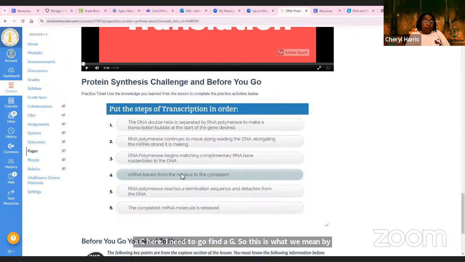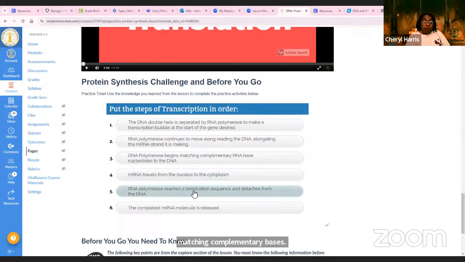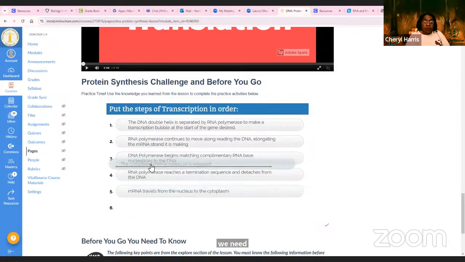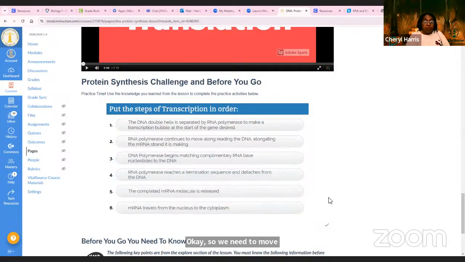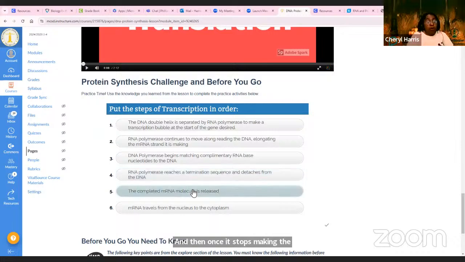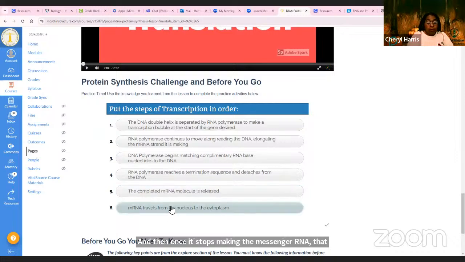It travels from the nucleus to the cytosol. So, okay, that's not in the correct order. So first we need to move the, there we go. All right, so after we get the complementary bases, it's going to reach a termination. In other words, it's not reading the whole DNA, it's reading a section of the DNA. So there's going to be a place where it stops. And then once it stops making the messenger RNA, that messenger RNA can leave the nucleus and then it goes to the cytoplasm.